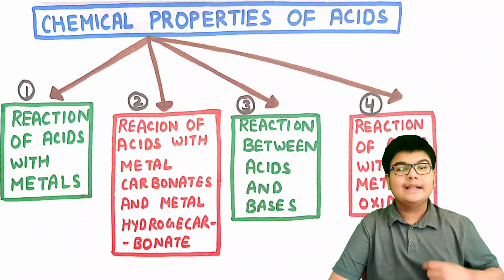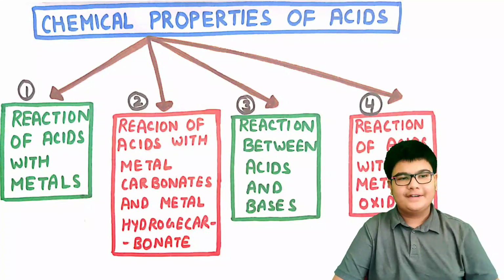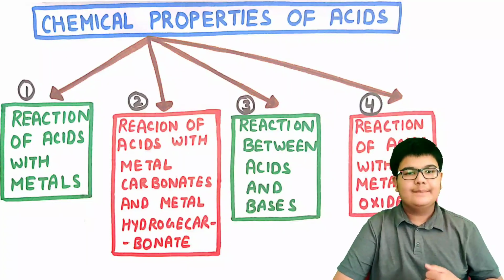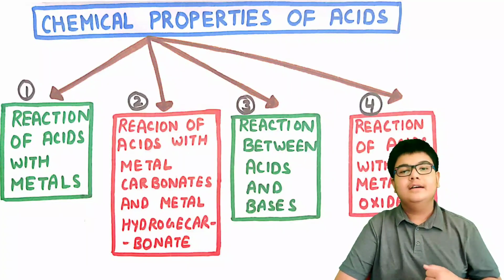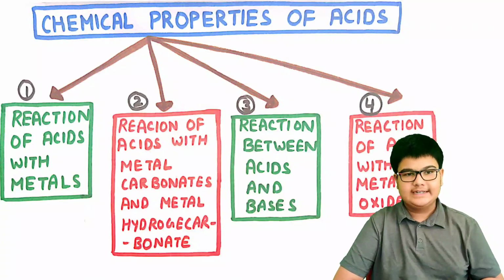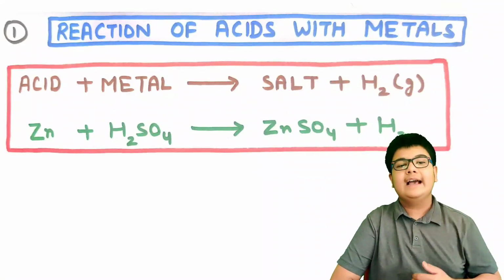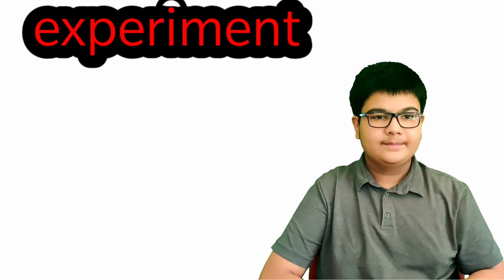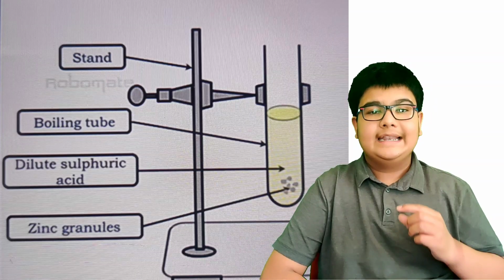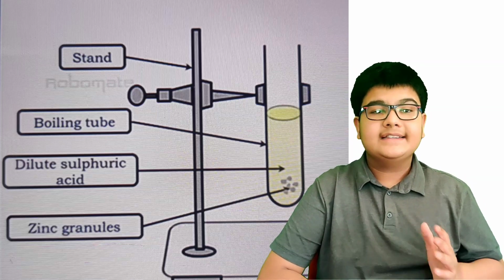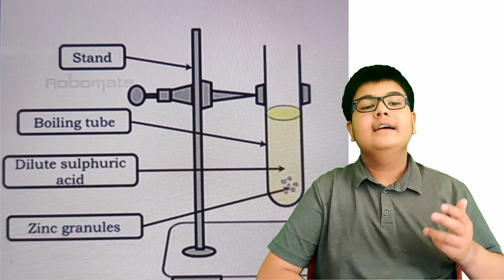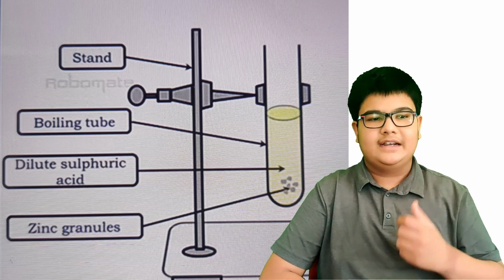Now let us understand the chemical properties of acids. There are four properties: first, reaction of acids with metals; second, reaction of acids with metal carbonates and metal hydrogen carbonates; third, reaction of acids and bases; and fourth, reaction of acids with metal oxides. So first let us see the reaction between acids and metals. To understand this, let's conduct an experiment. In a boiling tube, take dilute sulfuric acid and add zinc granules to it. Sulfuric acid is an acid and zinc is a metal.